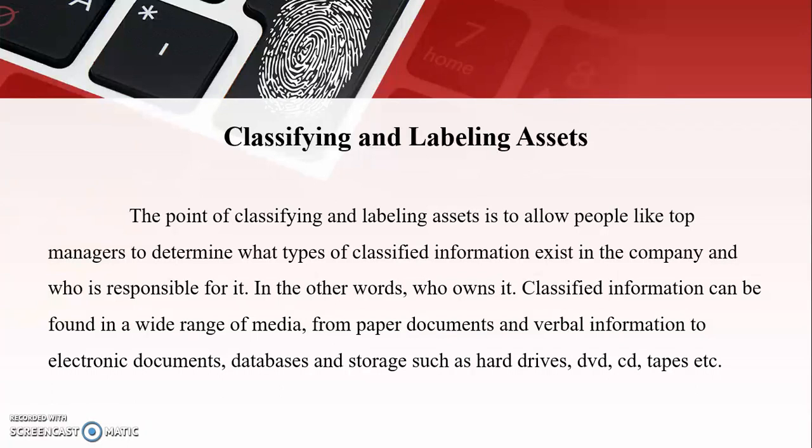Classifying and labeling assets. The point of classifying and labeling assets is to allow people like top managers to determine what types of classified information exists in the company and who is responsible for it. In other words, who owns it. Classified information can be found in a wide range of media, from paper documents and verbal information to electronic documents, databases, and storage such as hard drives, DVDs, CDs, tapes, etc.